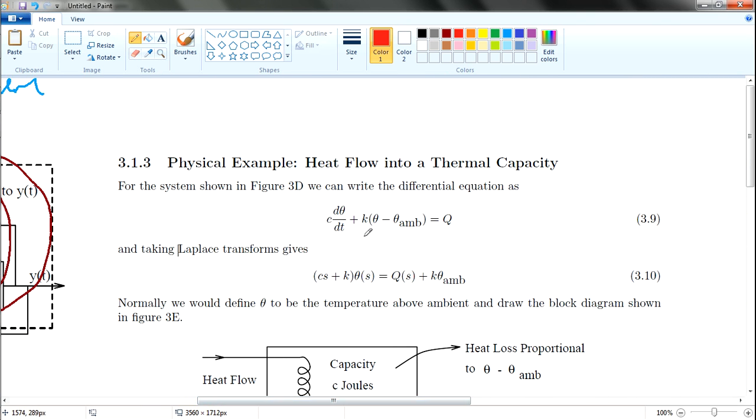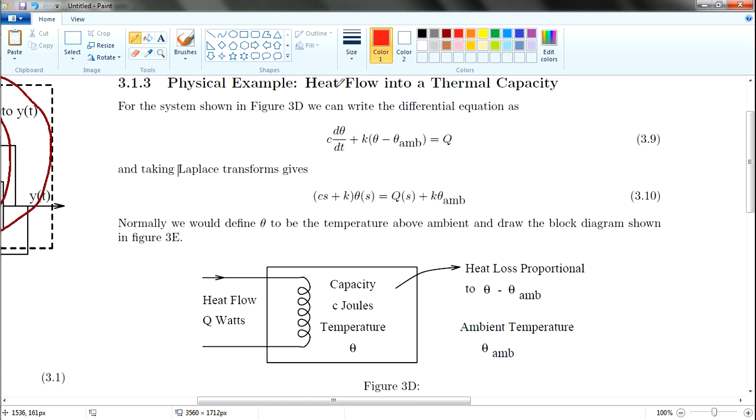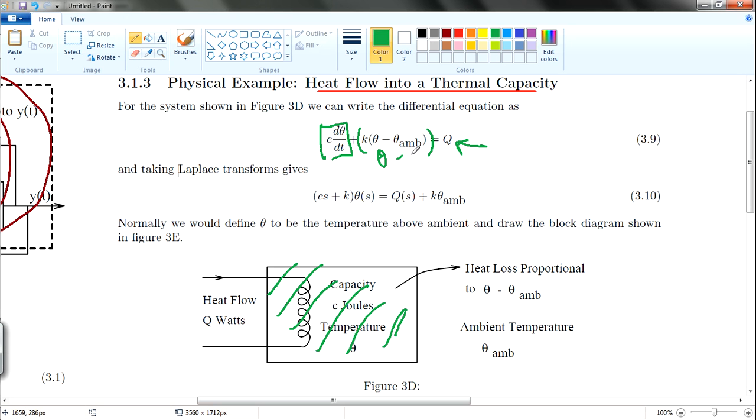So an example is let's say we have a heat flow into a thermal capacity. Okay, so we have an input heat flow over here that we denote as Q, and then we have a so-called power loss, where K is some constant, while theta minus theta ambient arises because when you input heat into this system, which is some material, it heats up by this amount of degrees, theta minus ambient.